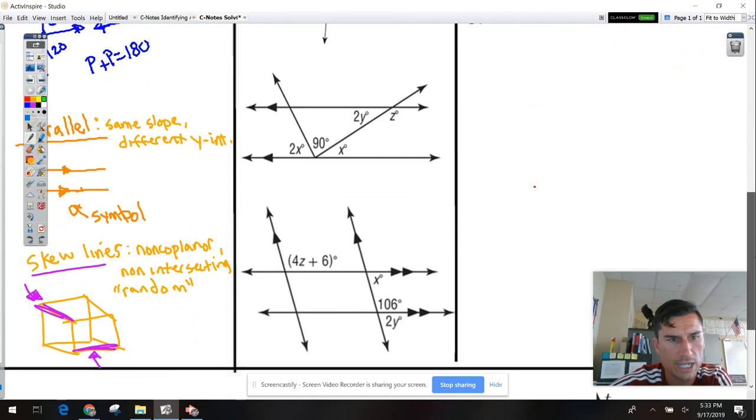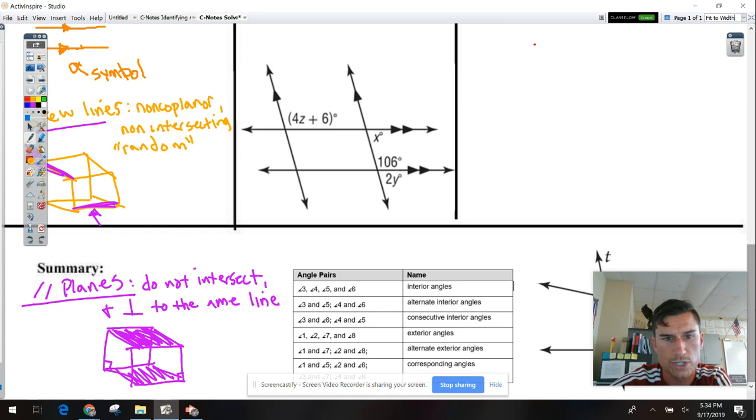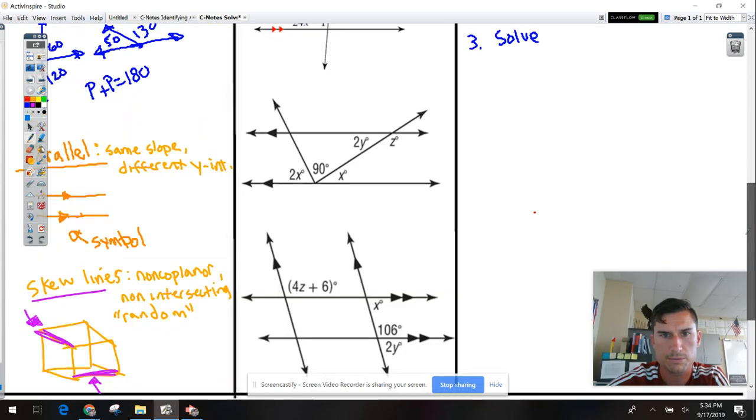We have some vocab: skew lines. Remember, they're non-coplanar, non-intersecting, so think of them as random lines. I did some examples here where purple and purple, you can notice that they're pretty random. We have parallel planes, so remember they do not intersect and they're perpendicular to the same line. And so you have an example there that's shaded in. So those are some vocab and something from your past there.